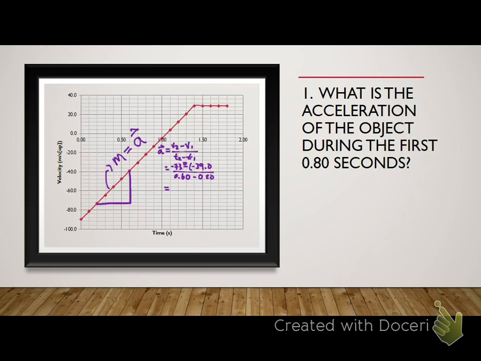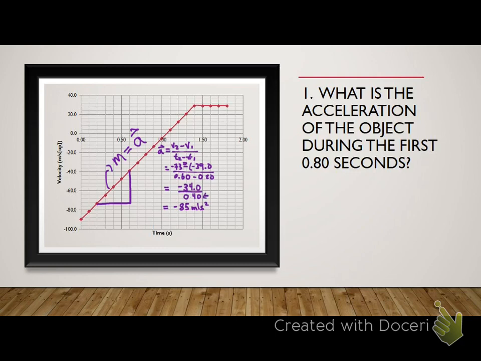That gives me a negative 34.0 divided by 0.4. And that gives me 85 meters per second squared. Now it's a negative 85 meters per second squared, 2 significant digits, because that's what my count is on my denominator.